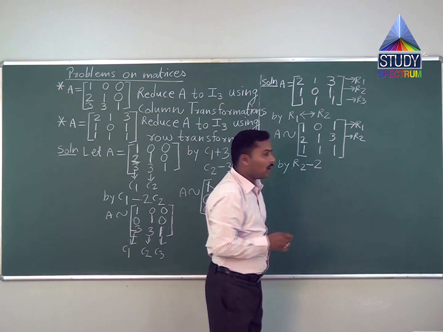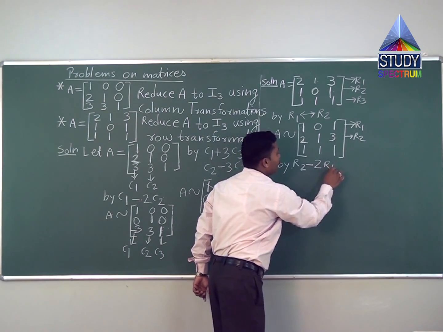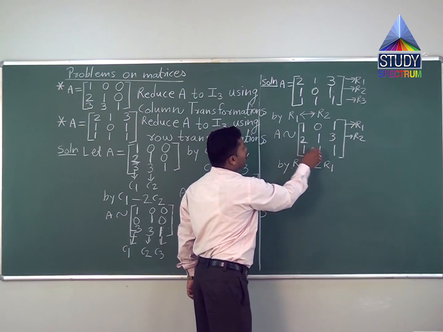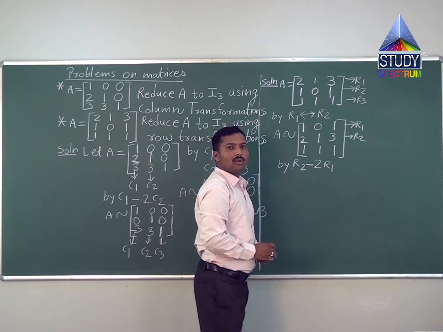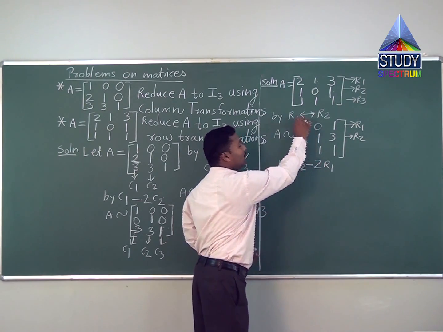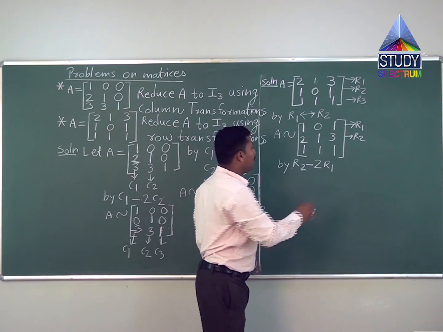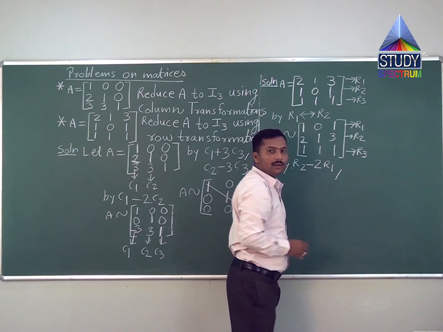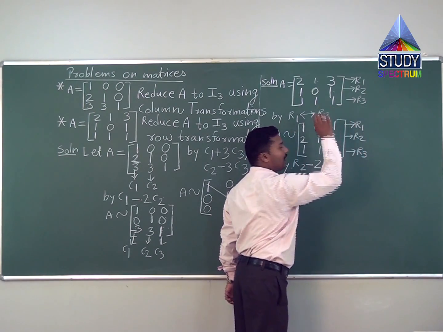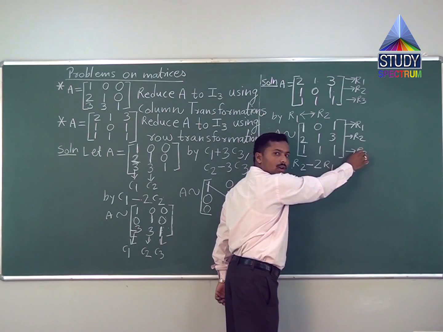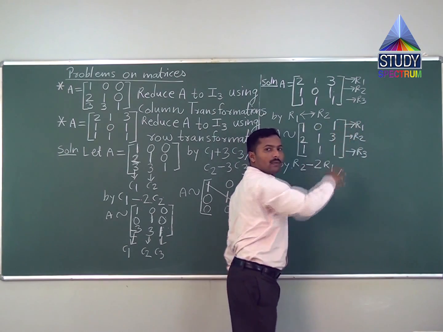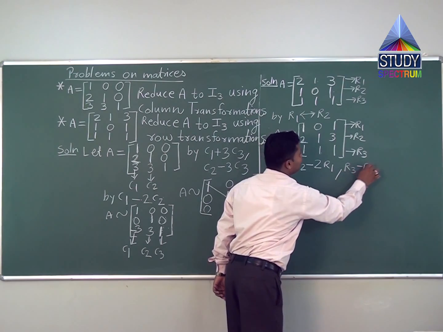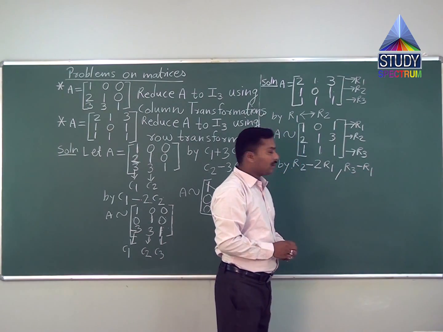First row R1. So here is R1, same here is a 1. So 1 minus 1 is 0, and therefore we directly write R3 minus R1, because this 1 is the member of the third row and this 1 is the member of the first row. So R3 minus R1.